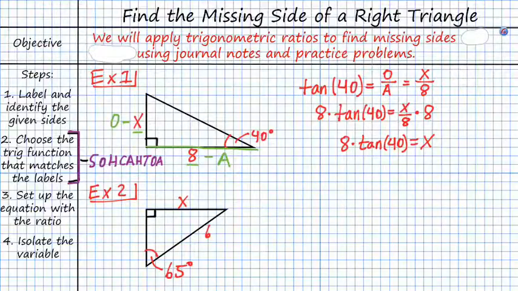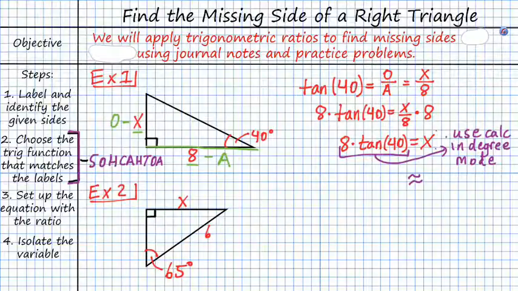At this point, I can take out my graphing calculator, and making sure that I'm in degree mode, I can plug this directly into the calculator as is. So after I've plugged it into the calculator, I'll see that I have 8 times tangent 40, and 8 times tangent 40 becomes approximately 6.71. So my answer here is that x is equal to 6.71. So this side length here, this opposite side, is going to be 6.71 in length.